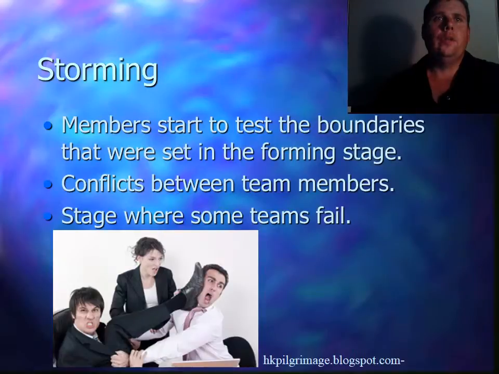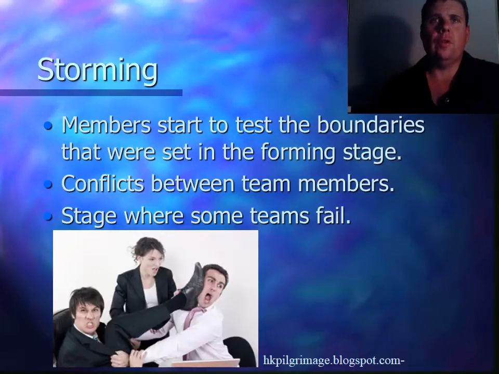Storming. This is the phase where members become confident in themselves and their evaluation of the rest of the team members. Members try to push the boundaries that were set in forming stage. Sometimes there is conflict and frustration between team members due to different working styles or jostling for position or authority. This is also the phase where teams tend to fail.